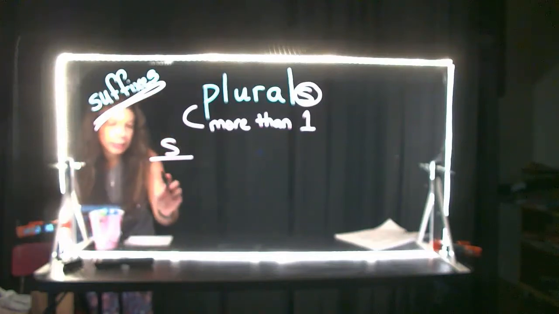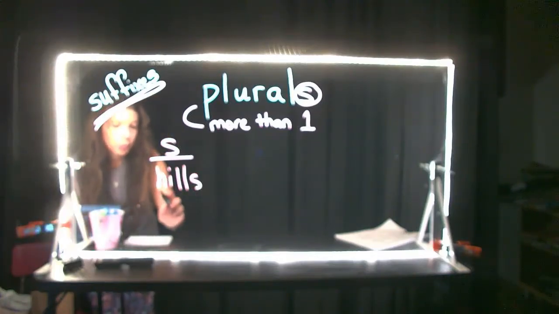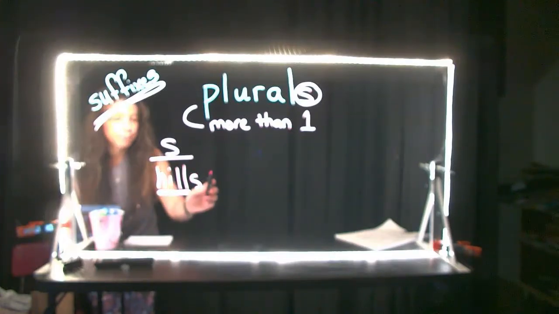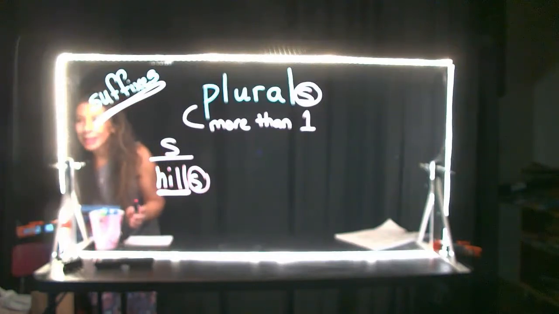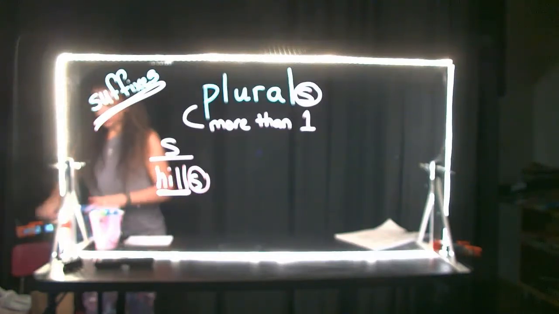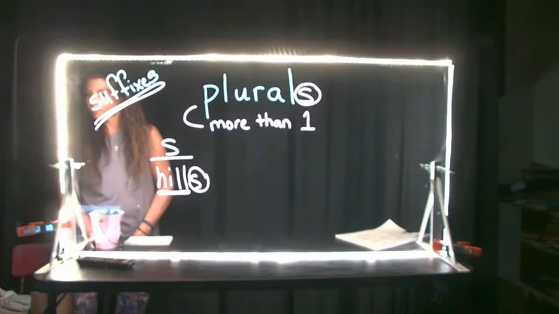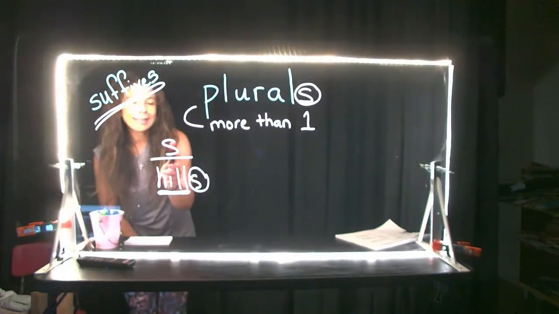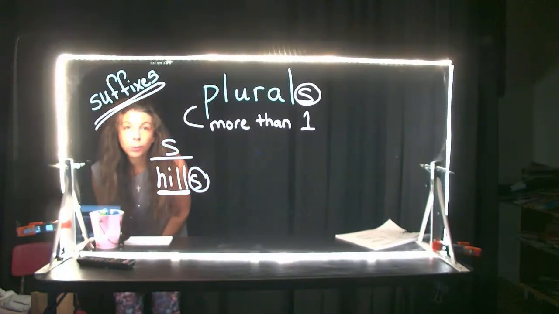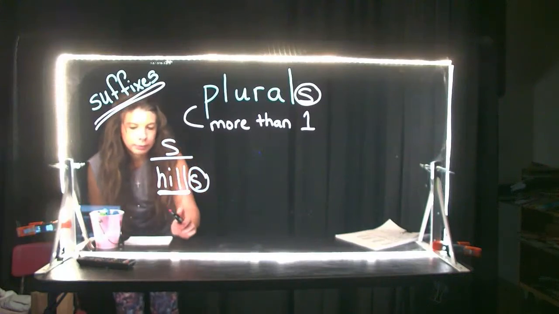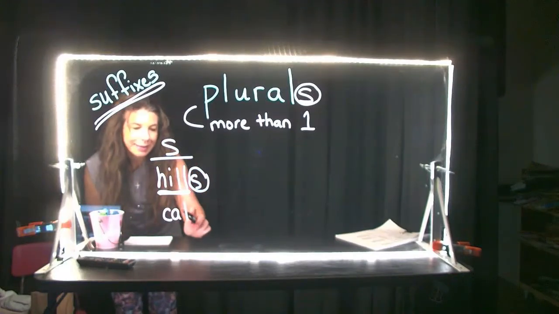So, for example, in the word hills. One hill, that's called a base word or a root word. And when you circle that S, that is the suffix. So this is the most basic way to make a word more than one. Cat, cats.